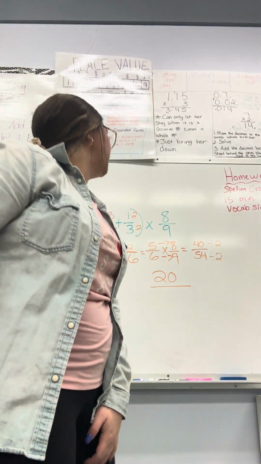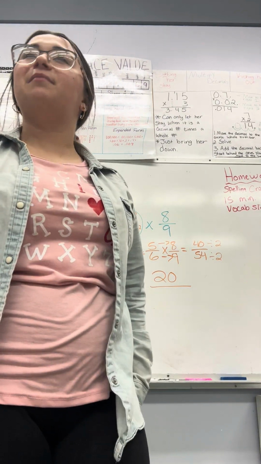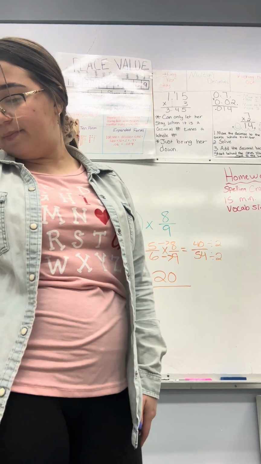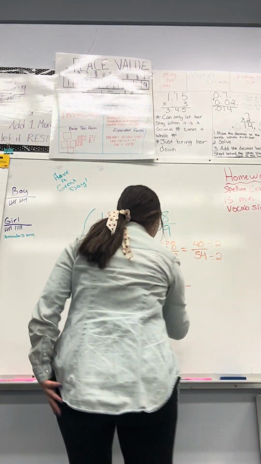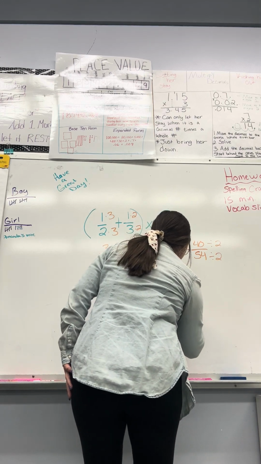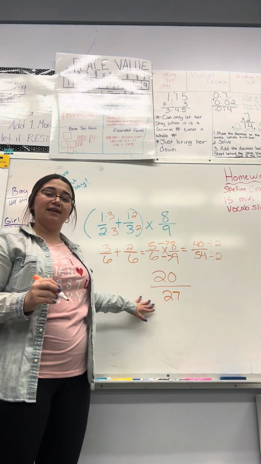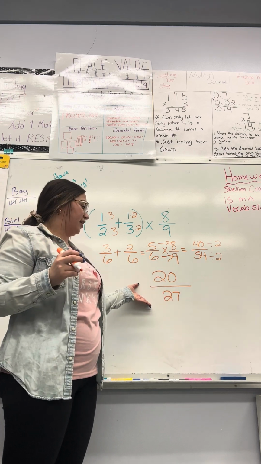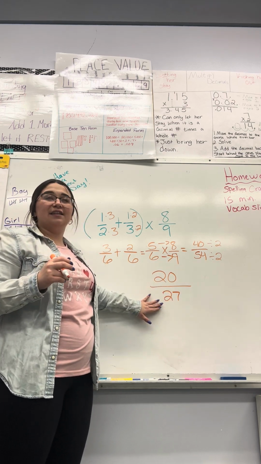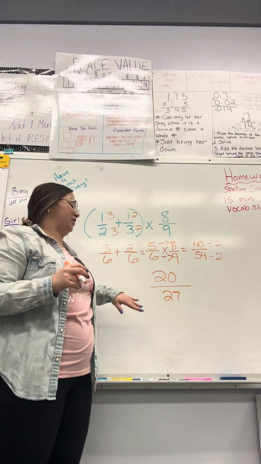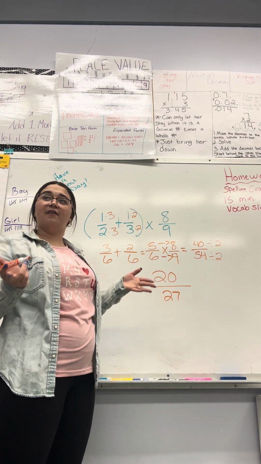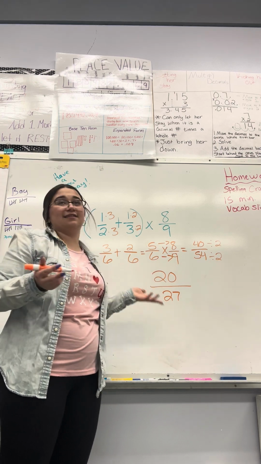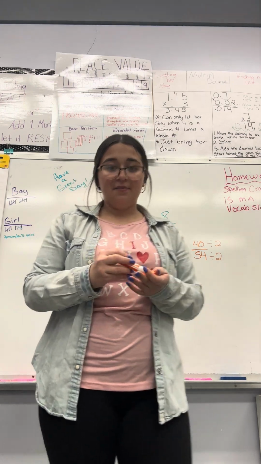54 divided by 2. It would be 27. Perfect. Can I simplify this anymore? Correct, I can't, right? Because this is my final answer. You can't divide this by anything besides itself and 1, right? And then this one, we could simplify it, but it wouldn't make sense because we can't divide the bottom denominator. Perfect, guys.